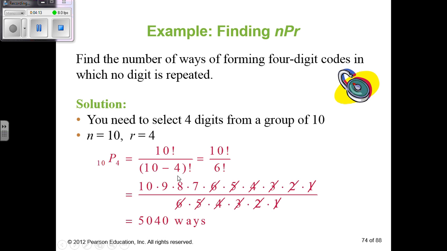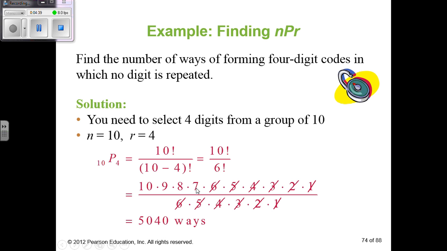Now notice 10 factorial is 10 times 9 times 8 times 7 times 6 factorial. This 6 times 5 times 4 times 3 times 2 times 1 is 6 factorial. So we're going to see later, we're not going to write this out. We're going to leave this as 6 factorial. We have a 6 factorial in the denominator, and they cancel. So all we're left with is 10 times 9 times 8 times 7.